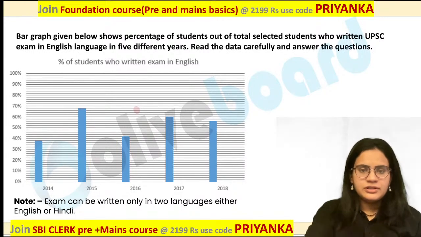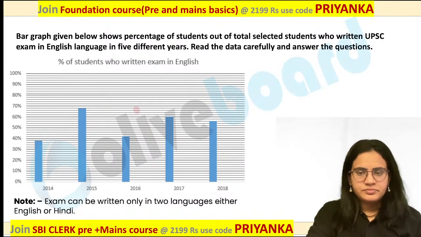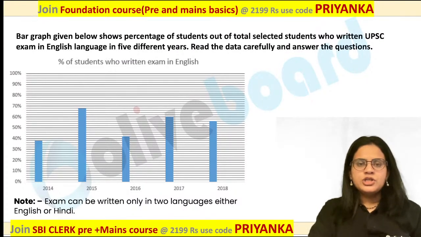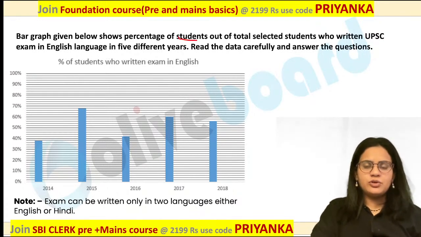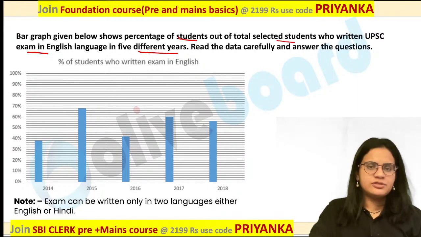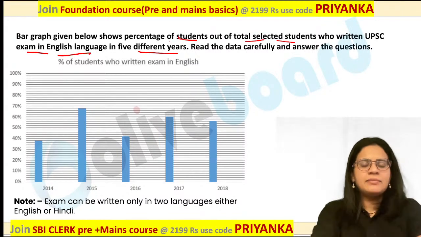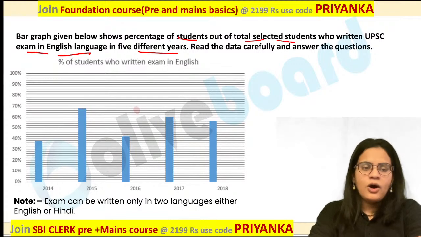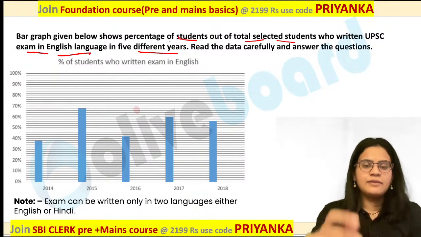Okay, so how will you do this question? Have you read the question? So what is the given data all about? The bar graph given below shows the percentage of students out of the total selected students who wrote the UPSC exam in English language in 5 different years. Are you getting it? First of all, they have given you the percentage of the students out of the selected students. Out of total selected students, how many of them have given the exam in the English language? Either your student can write the exam in Hindi or they can write in English over here. So there are two languages provided in this.